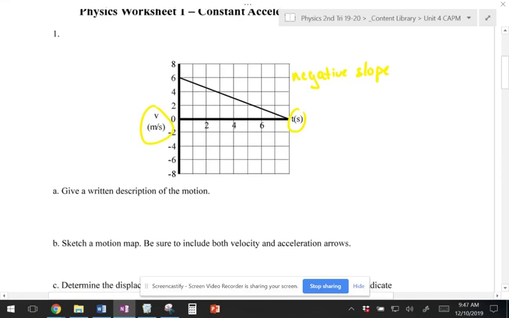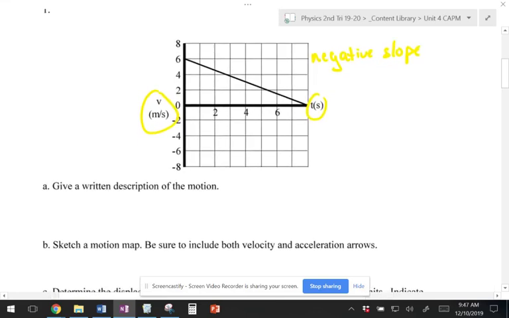Give a written description of the motion. Okay, so I'm not going to describe the motion with a negative slope. I should talk about the direction this thing is moving. This velocity is always greater than 0, so the object is moving in the positive direction. But if you look, the velocity starts out at 6, then it's 4, then it's 2, then it's eventually 0. So this thing's moving in a positive direction while slowing down.